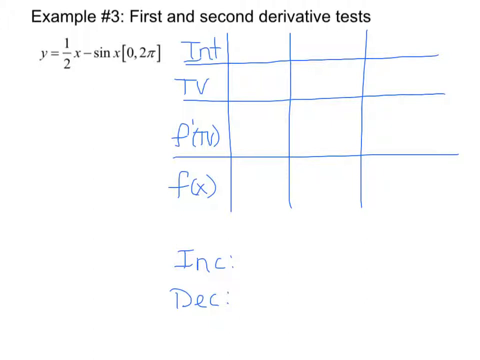So if I find the critical values, I could ask you questions about that. Again, in this particular case, I just want to show you the first and second derivative test and what it tells us about the function 1/2 x minus sine x on this given interval. So again, the first step is we're going to take the first derivative. So y prime is just going to be 1/2 minus cosine x.